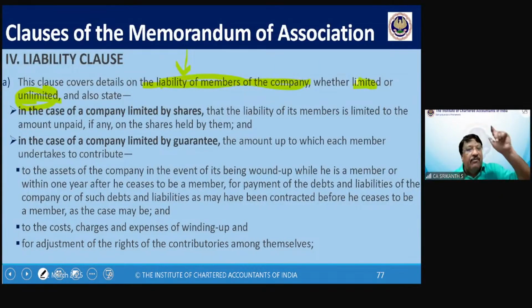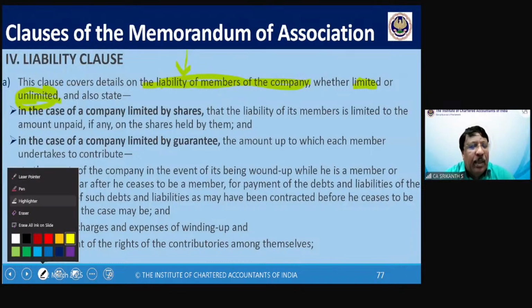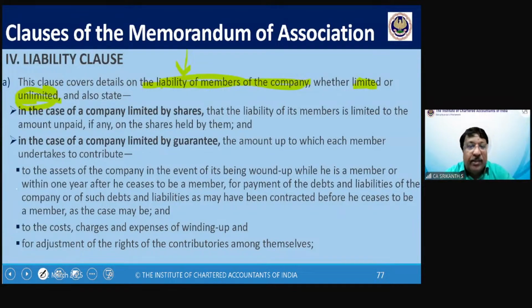In the case of a company where the liability is limited by shares, this is very important. In case you know it, I'm happy. In case you don't know it, it's high time you remember this. The liability of the members is limited to the amount, if any, unpaid on the shares held by them. Only where there's a partly paid share, there will be liability for the member.